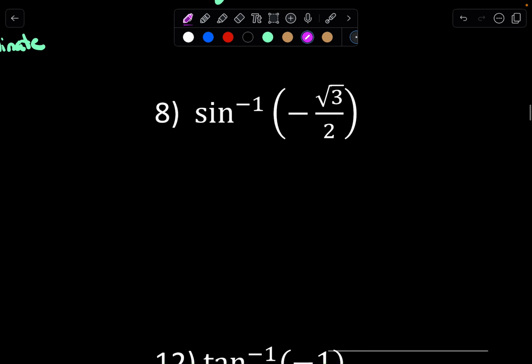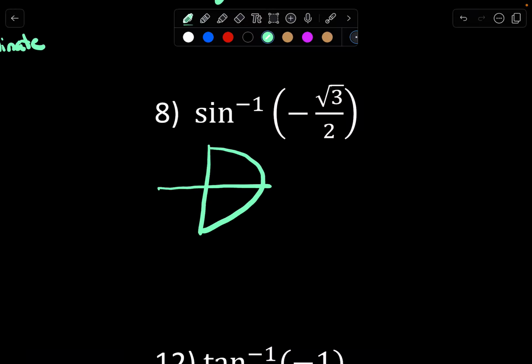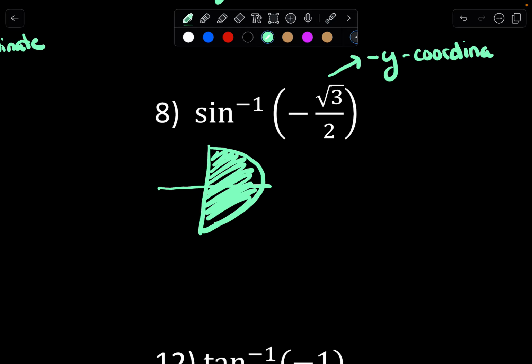All right, so now we have inverse sine of negative root 3 over 2. So now we have to switch the details, okay? Inverse sine exists in quadrants 1 and 4. And now we're not looking at the x-coordinate. This input is a negative y-coordinate because sine is y. That relationship will not change, ever.